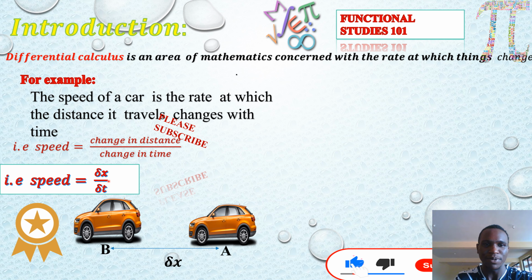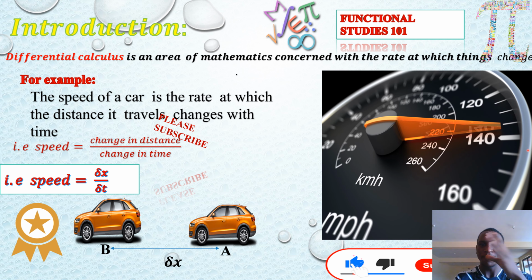The speed is expressed as the ratio of what? Delta x on delta t. This is just a ratio, right? It is a rate, distance change with respect to time. That is differential calculus. It is an area of maths concerned with the rate at which things change. So take note of it. If you never knew it, keep it like that. Now let's look at this.